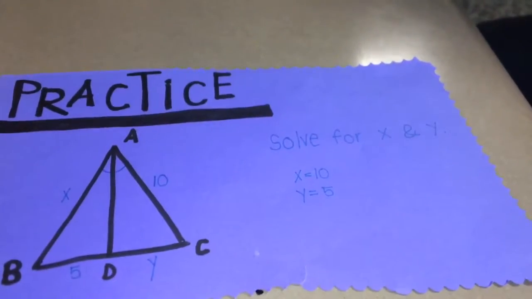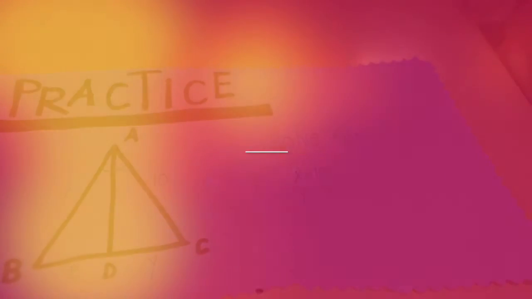For this practice problem, you can use the angle bisector theorem, which means AC will be equal to AB because of the bisector, so x will equal 10, and BD will equal DC because of the angle bisector, so y will equal 5.